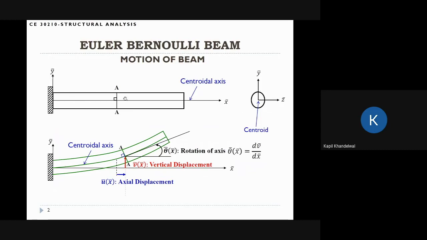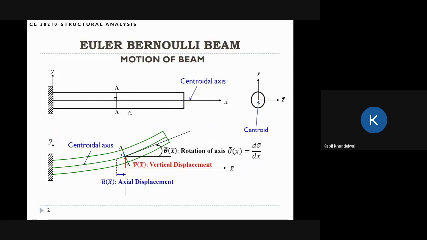We can think of the center line, and when I say center line, it is the line joining the centroid of the cross section. So this x-axis is actually the centroidal axis of the beam. Now I'm showing you a cross section here that is represented by AA. If it's a bar element, the cross section only moves in the horizontal direction. Okay. So for the bar element, the cross section is just going to move only in the horizontal direction.